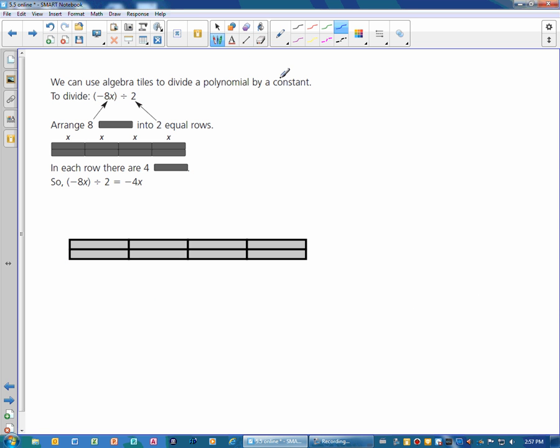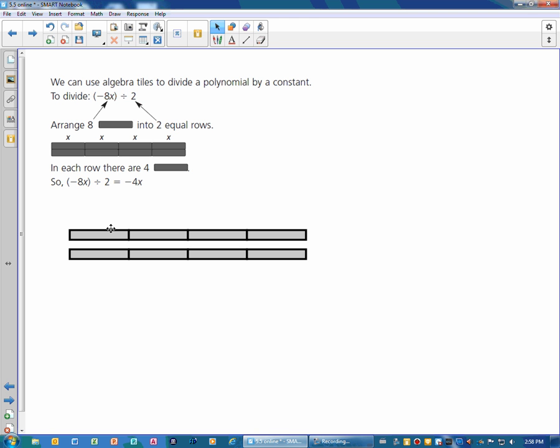We're going to divide now. So it says we can use algebra tiles to divide a polynomial by a constant. It doesn't have a variable attached to it, so that's why it's a constant. So it says we can divide negative 8x divided by 2 because it's saying arrange 8 dark rectangles into 2 equal rows. Okay, so they've got negative 8 divided in 2 rows, as I'm showing you down here. But what I want to do is separate them into 2 clearly separate rows.